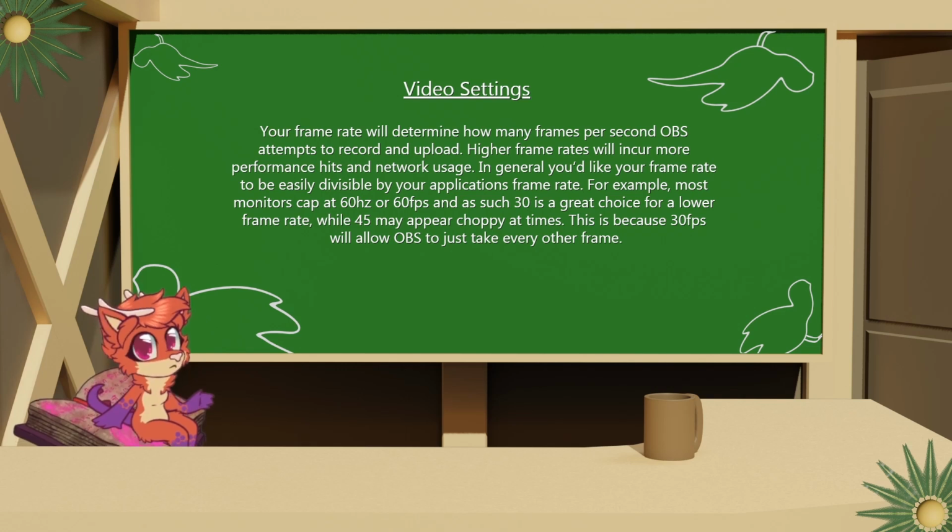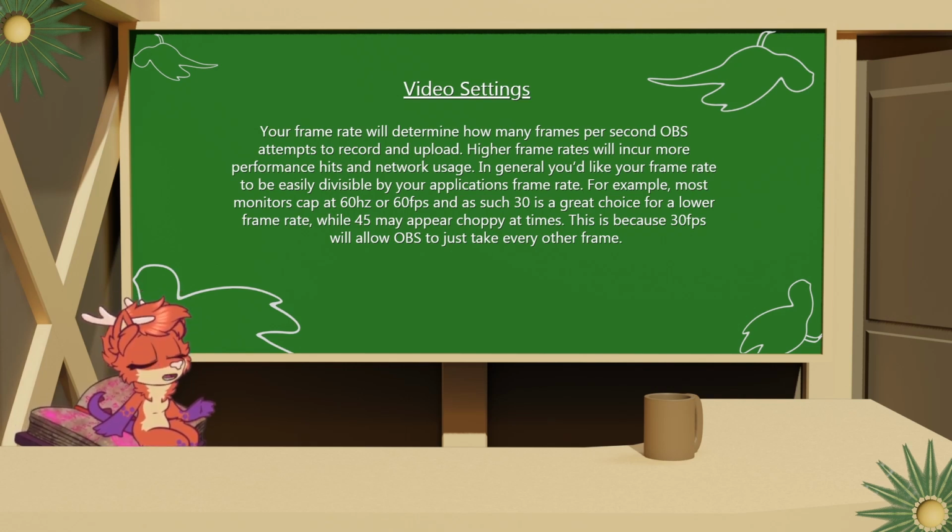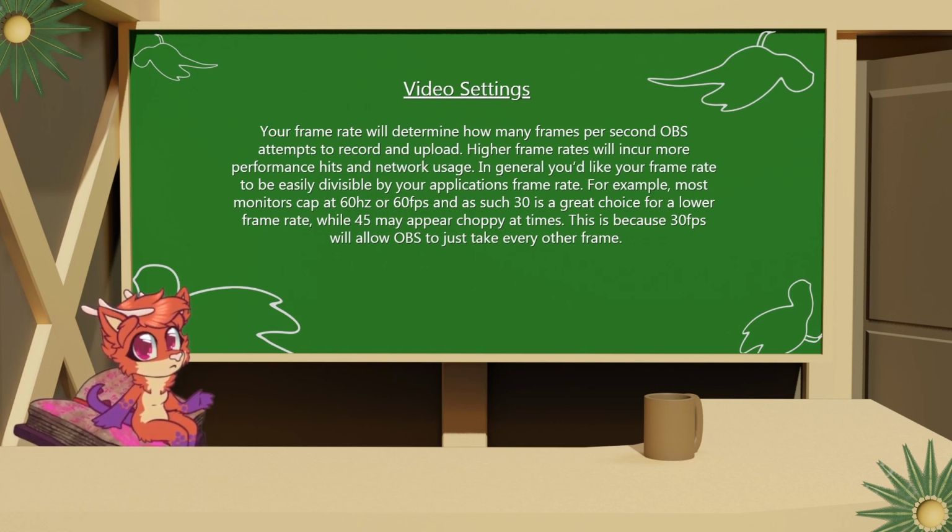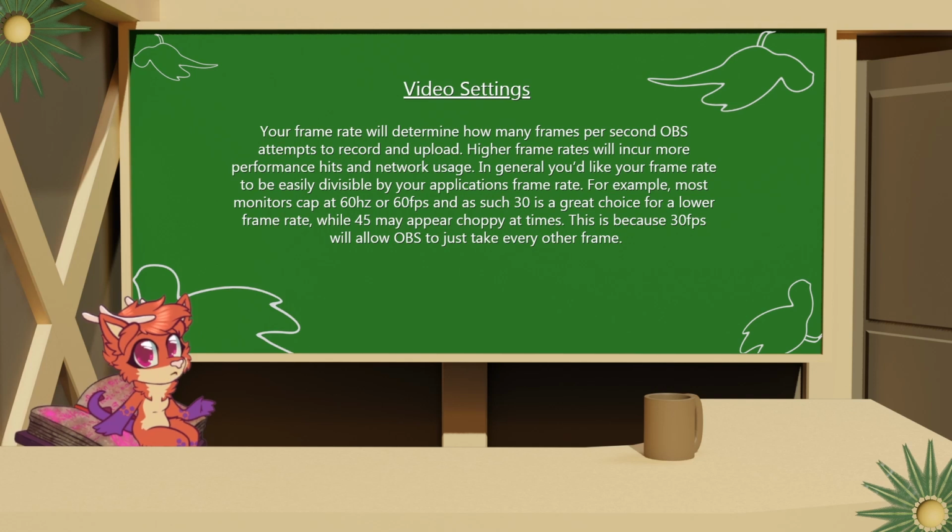Now, your frame rate. Your frame rate will determine how many frames per second OBS attempts to record and upload. That's very important. Higher frame rates will incur more performance hits and network usage. In general, you'd like to have your frame rate be easily divisible by your application's frame rate. For example, most monitors cap at 60 Hz or 60 FPS, and as such, 30 is a great choice for a lower frame rate, while 45 may appear choppy.